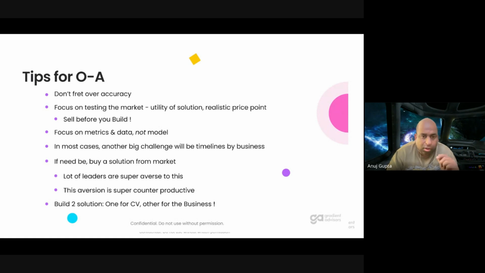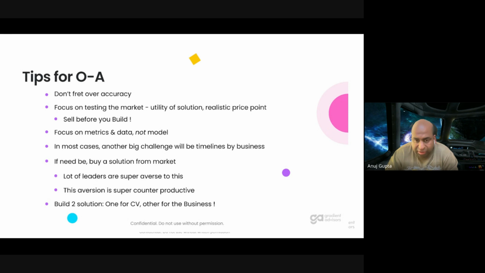And I'll come to that point in the second half of the talk. In most cases, another big challenge you will have is a timeline set by the business. In most cases, business wants a solution to the problem yesterday evening, not even today, right? If you can buy a solution off the market, that's a great way to start, right? Don't see this as a question mark on your or your team's capability, right?